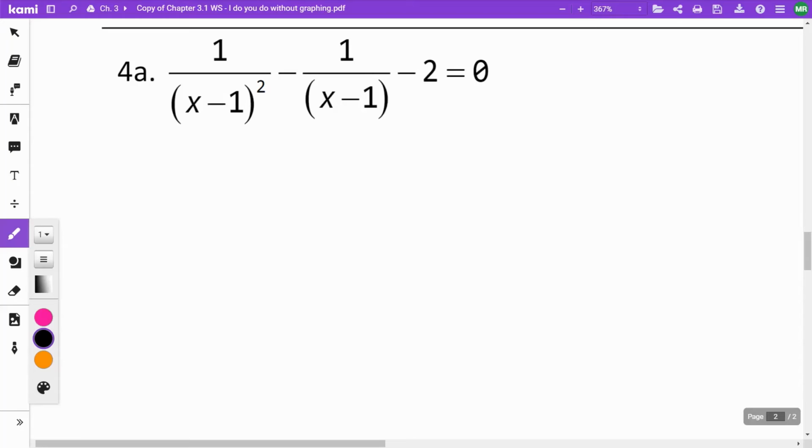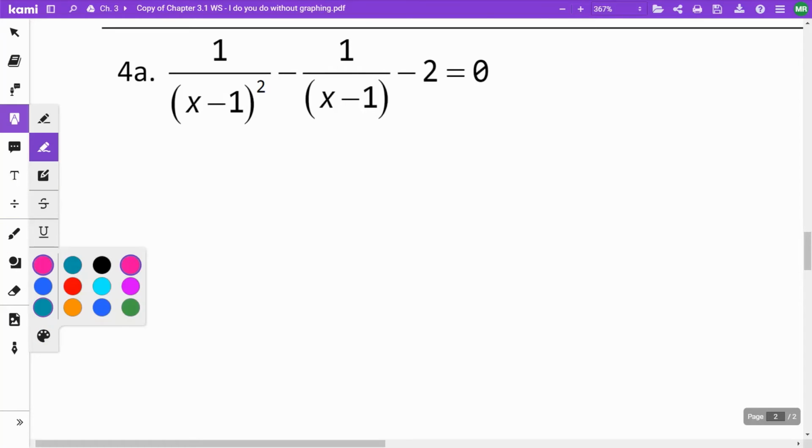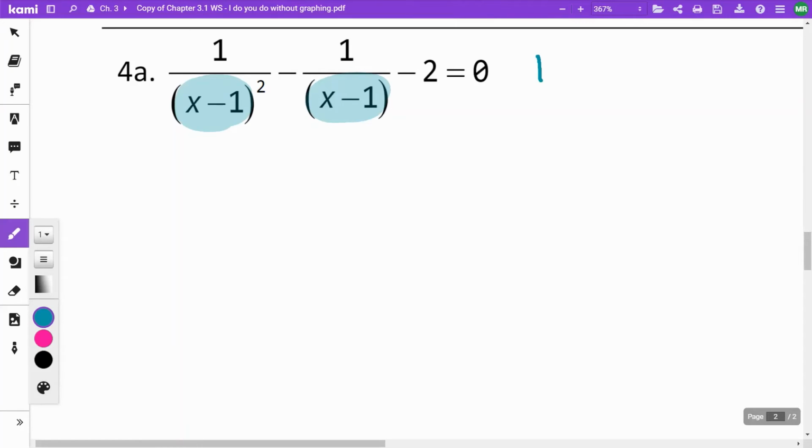So what you want to notice on these problems is if you have the same thing in more than one spot, that's what you're going to want to have your u be. I'm not looking at the square outside the first parenthesis. I'm looking at what's in the parenthesis. Both of them have an x minus 1. So I am going to let u equal x minus 1. And you want to write out what you're having u represent.